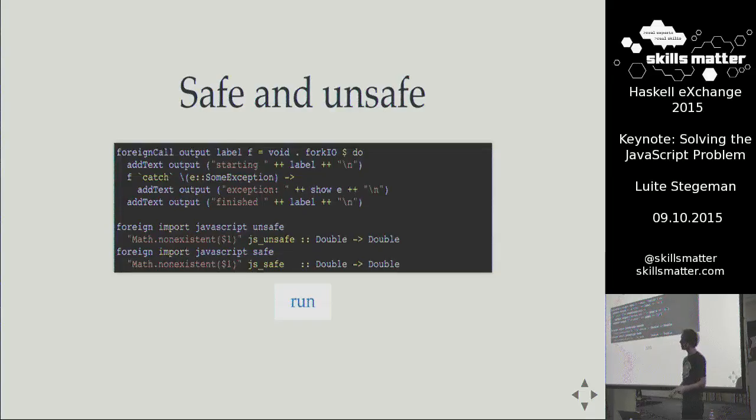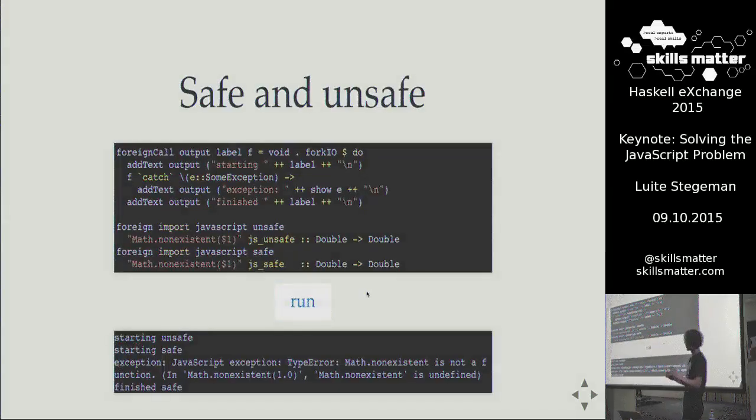If you do it safely, the JavaScript exception is converted to a Haskell exception, and you can handle it the normal way. So this foreign call test first has something starting, and then it takes an action and a name. It first prints starting that action, and then prints finished when it gets to that point. And it catches any exception that action throws. I don't have the code that actually calls this thing, so I should have taken more care. But I have two calls. One of them does the unsafe import, and one of them does the safe import.